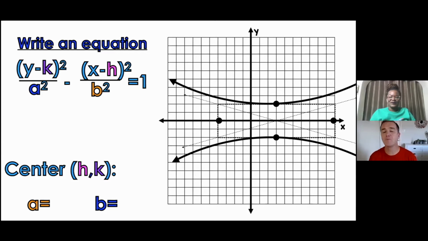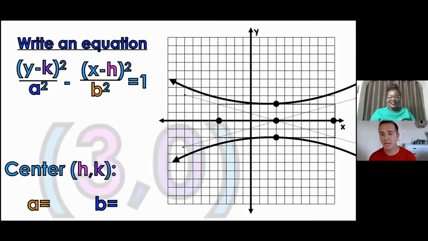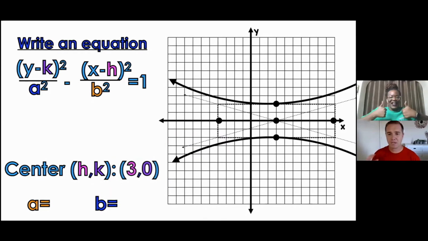So let's start off with finding the center. If I look at my intersection of the two asymptotes, I can see that the center seems to be at 3 units away from the origin in the x direction and 0 units up or down. So I'm going to say that my center is at (3, 0), which means that h is 3 and k is 0. All right, so that's where the center is.